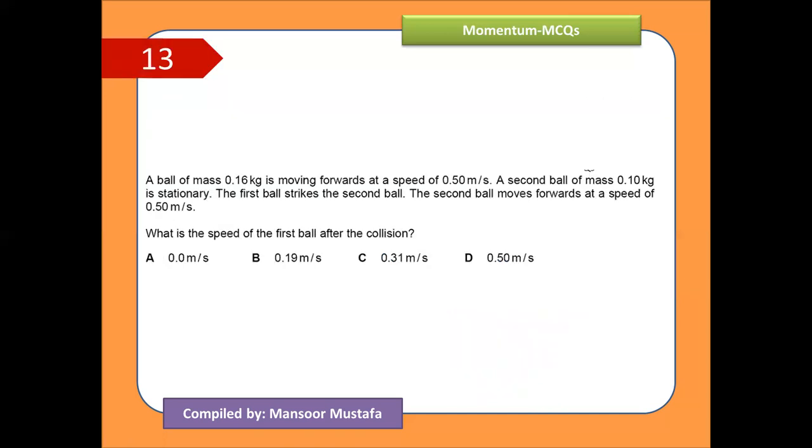Now next question. A ball of mass 0.16 kilogram is moving forwards at a speed of 0.5 meter per second. A second ball of mass, इसका भी mass given है 0.10, is stationary. It's not moving, stationary. The first ball strikes the second ball. Second ball moves forward at a speed of 0. Means के if one ball is stationary, when other ball hits that object, both will start moving and their speed is now 5 meters per second.